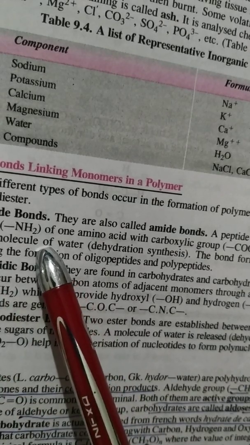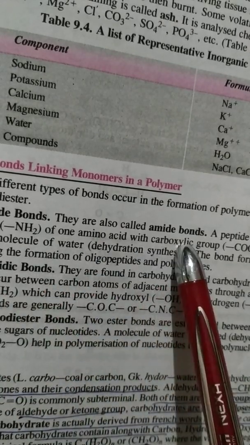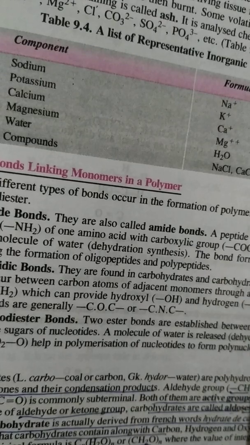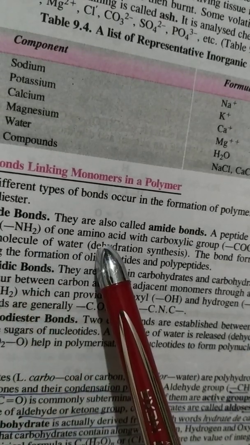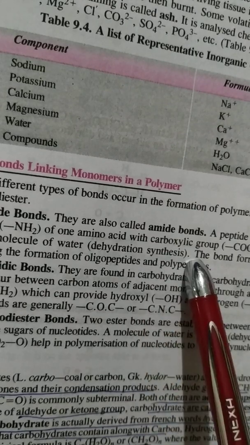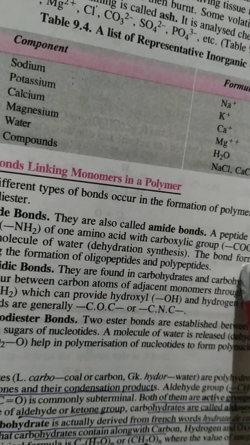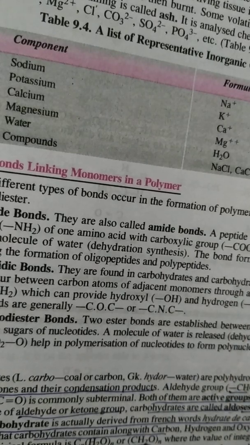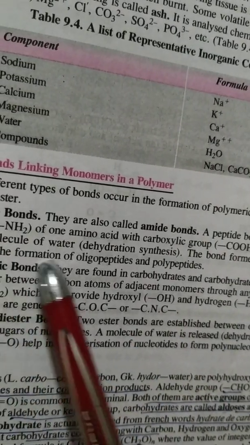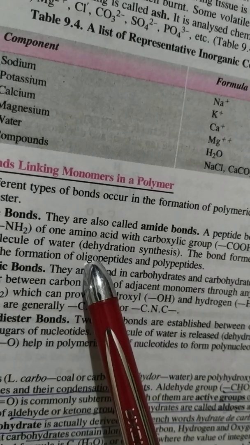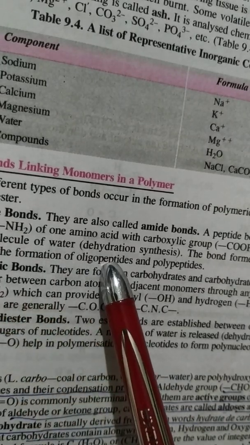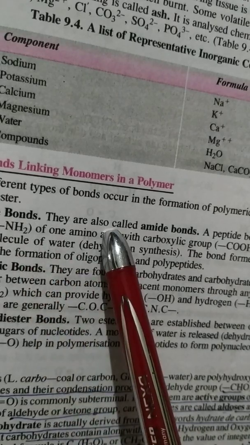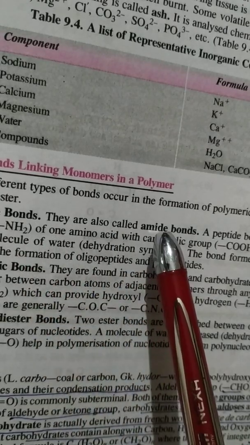Peptide bond is also called an amide bond. A peptide bond is formed by reaction between the amino group, that is the NH2 group of one amino acid, and the carboxyl group, that is the COOH group, of another amino acid, with the loss of one molecule of water. So in the formation of a peptide bond, one molecule of water is released, and this is how the bond is formed between the two amino acids.